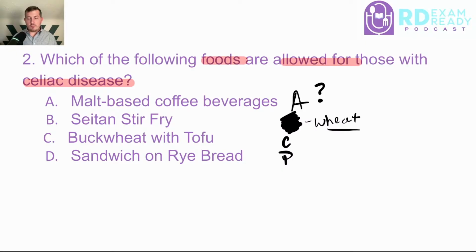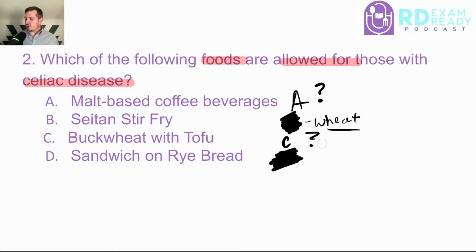C, buckwheat with tofu. Okay, let's put a little question mark by that one. I'm not totally sure. D, a sandwich on rye bread. Hmm. Well, of those gluten containing grains, I know there's wheat, there's barley, and then there's rye, as well as many others. But rye bread would still contain wheat in it. And so to me, this would be a bad answer. Let's get rid of D here together, folks.